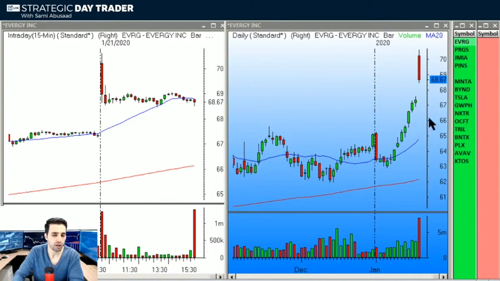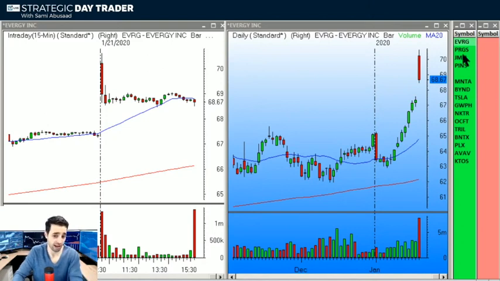So, okay, the question is, hold on just a second. Just want to make sure I understand the question. Would you prefer a big green bar the previous day or a big gap? A big green bar, but I'm not sure I'm understanding the question right.